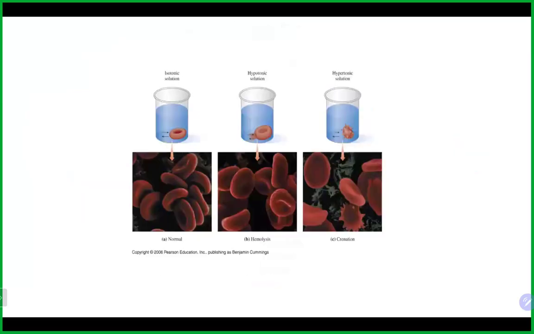All right. So here we see isotonic, nice happy donut. We have our hypotonic solution, jelly donut exploding, and our hypertonic solution, donut hole happening right there. So let's decide what's going to happen here. Will it swell? Will it shrink? Will it go through crenation or hemolysis?